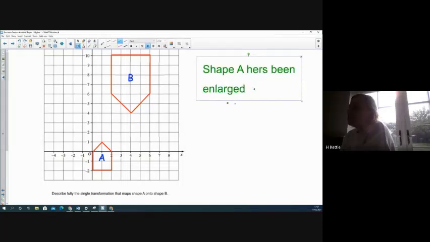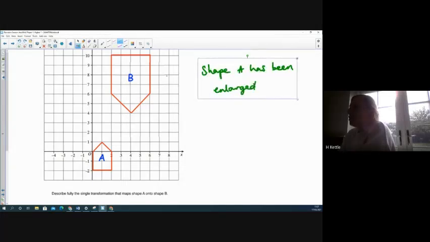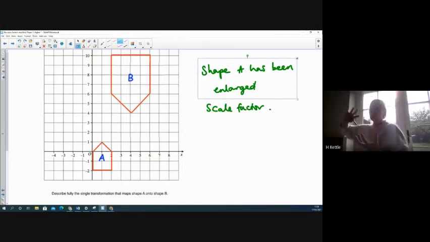Now what's happened? Oh, how did I do that? Magic. We'll leave it as my handwriting, I think. Shape A has been enlarged. Scale factor. Now this is 1, 2, 3, 4. And this is 1, 2. So we've gone from 2 tall to 4 tall on that straight side, or you can look 2 across, 4 across. But because it's been inverted as well, this is going to be a negative enlargement. So this is actually scale factor -2.